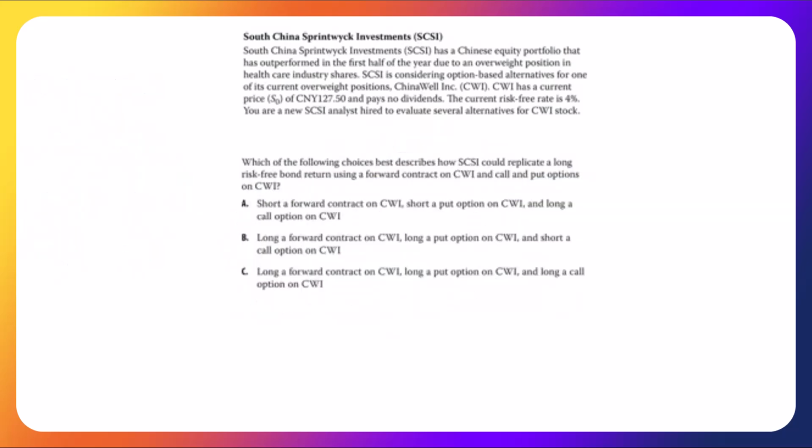Which of the following choices best describes how SCSI could replicate a long risk-free bond using a forward contract on CWI and call and put options on CWI? This is old friend, put-call parity again. C0 plus PVX is equal to P0 plus S0. Only twist, we've introduced a forward contract. Instead of the underlying S0, they want us to put in there a forward contract.